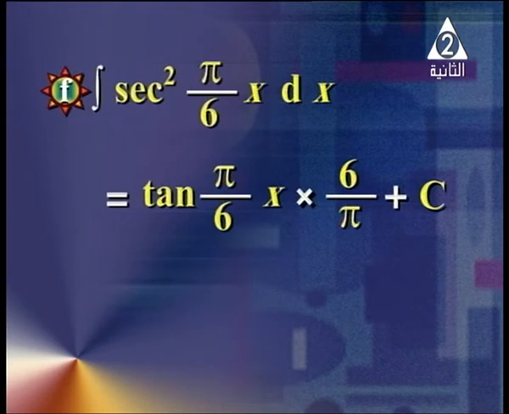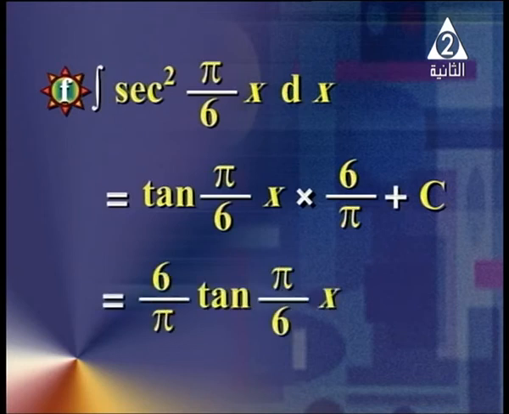In this case, sec square is not constant. Why? Because in sec square pi over 6x, we have variable x. Integration of sec square equals tan, and divided by the coefficient of x, pi over 6, or multiply by the multiplicative inverse 6 over pi, plus c. Then the answer is 6 over pi, which is constant, multiplied by tan pi over 6x plus c.